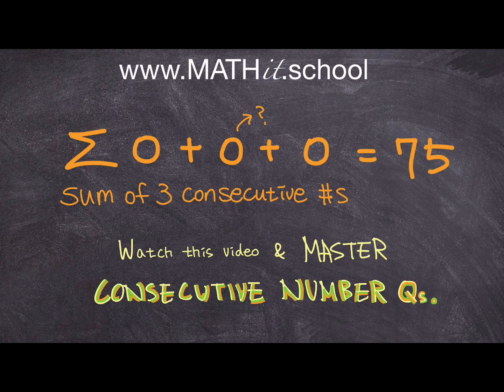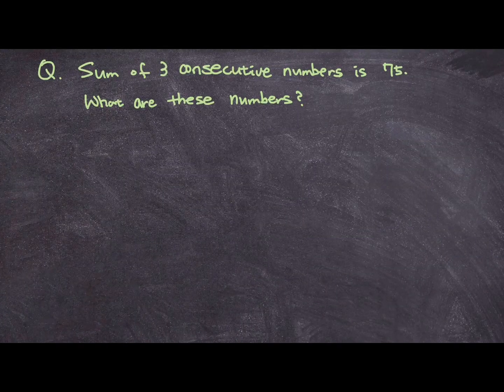So let's go ahead and solve this question first, and I'm going to show you the step-by-step procedure as to how to solve it. I'm going to set up an equation that satisfies the question. Well, before I set up an equation, I'm just going to draw a diagram. So those are three numbers. I add them up, and the sum of the three numbers is equal to 75. What are these three numbers?